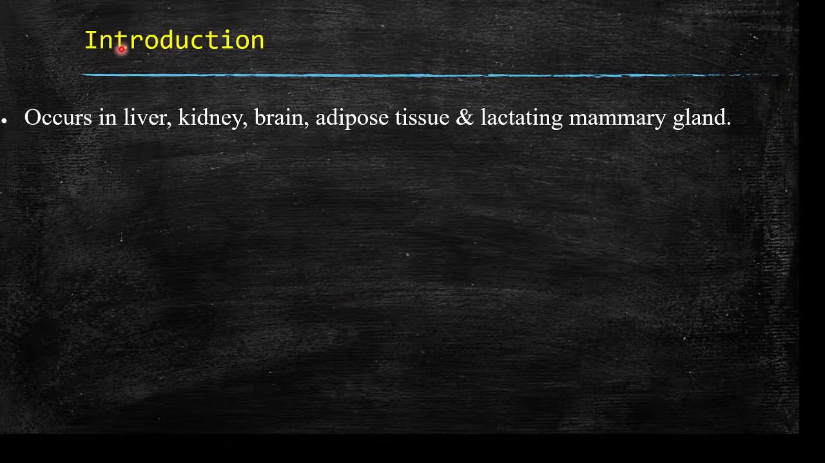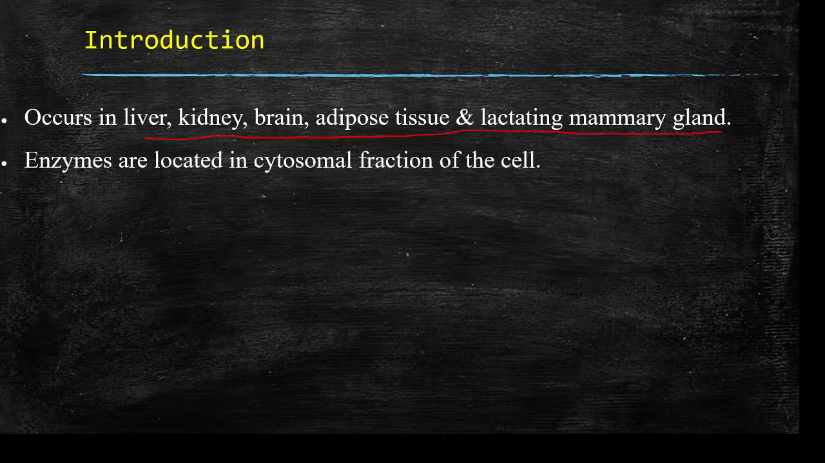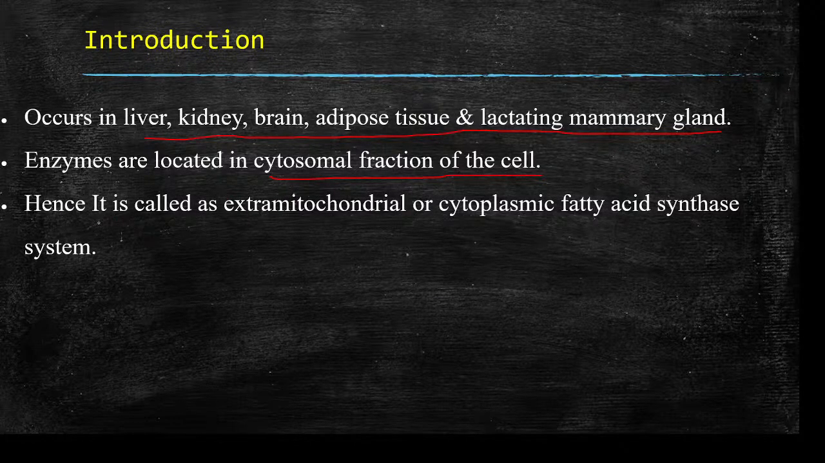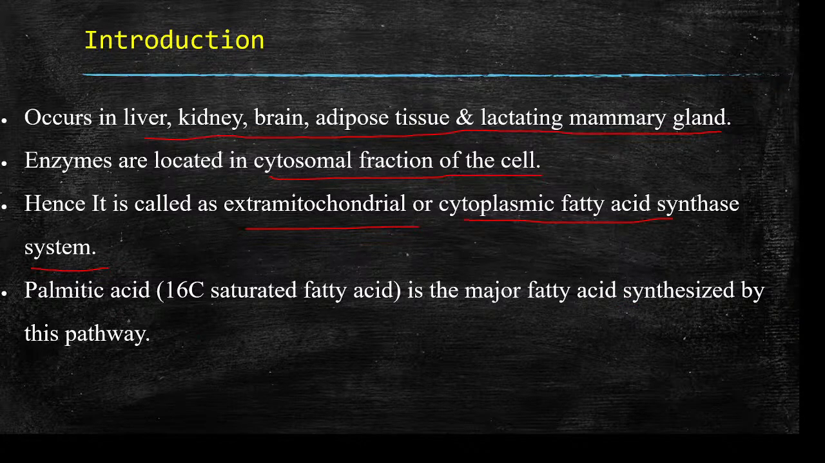Okay, so de novo fatty acid synthesis occurs in liver, kidney, brain, adipose tissue, and lactating mammary glands. The enzymes are located in the cytosolic fraction of the cell. That is, this de novo fatty acid synthesis occurs in the cytoplasm or cytosol. Hence it is called the extra mitochondrial or cytoplasmic fatty acid synthase system. Palmitic acid, a 16 carbon saturated fatty acid, is the major fatty acid synthesized by this pathway.